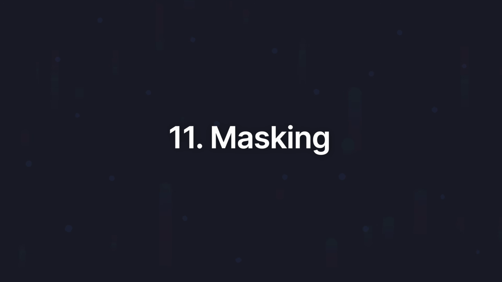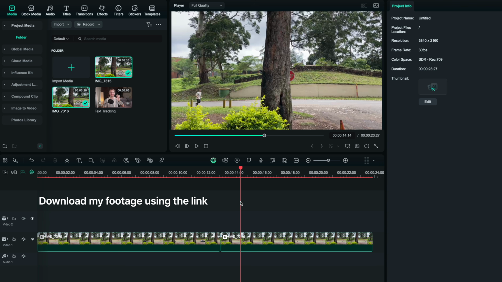Tip number 11 is something called masking. Now, the possibilities with masking are endless, but let's touch on a basic masking effect and then move to a more advanced. For this effect to work, you need two clips that are shot on a tripod where the camera does not move between them.